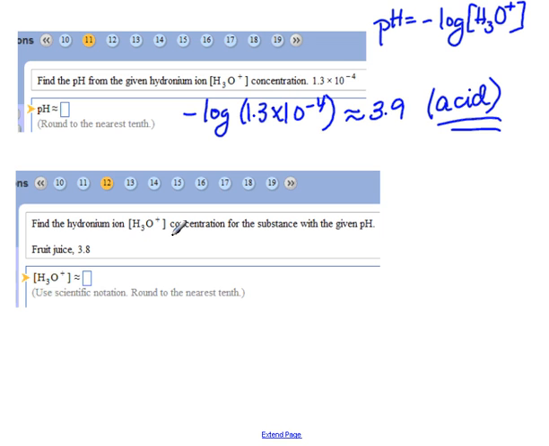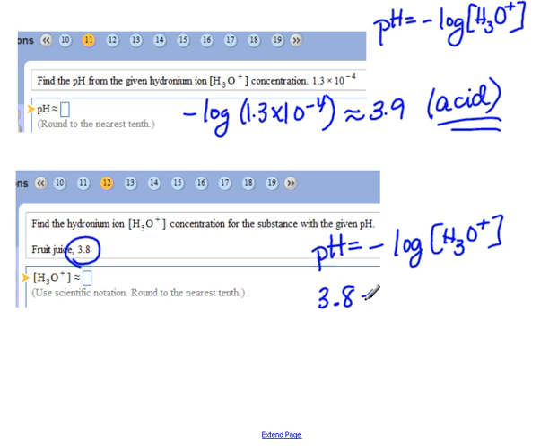Find the hydronium ion concentration for the substance with a given pH. Okay, so now we're told 3.8. We've got to find out what the hydronium ion concentration is. So this one is a little bit involved, not too bad. So we know that pH is equal to the opposite of log of the hydronium ion concentration. So if you want to call that, let's say x, so we would have our pH, which is 3.8, is equal to the negative log of x.